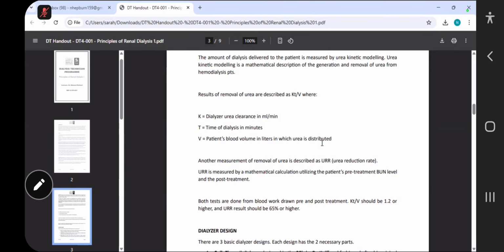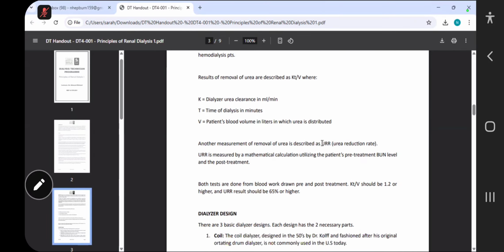The KTV should be 1.2 or higher, right? Which if I had a result of 1.0, well then I didn't have a good clearance. You all understand? Or just the formula, right? Just giving you all the formula.